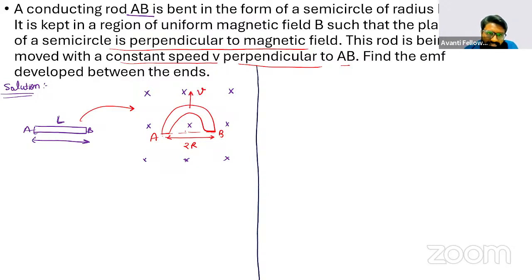So what we will do, we will consider a point at this length. We will consider a dx element here, because each and every point has a different velocity. This portion is moving with v, but this portion is like this and the velocity is like this, so it is not perpendicular to the length. And when we are discussing motional EMF, I have told you that B, v and l three are mutually perpendicular to each other, okay.